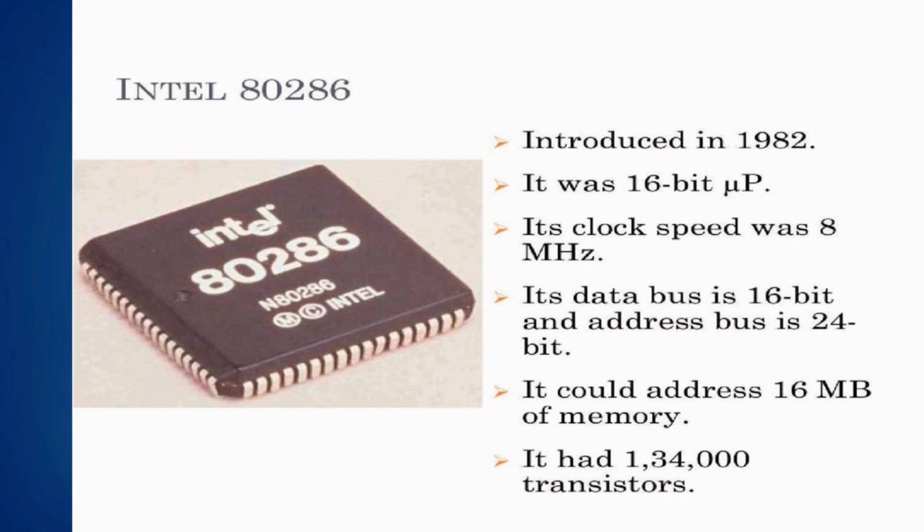And the 80286 was introduced in the year of 1982. It is also a 16-bit microprocessor. The clock speed was 8 MHz, a little bit of improvement from the previous version. The data bus is 16-bit for data handling and the address is 24-bit. It could address 16 MB of internal memory. It had 134,000 transistors inside it.